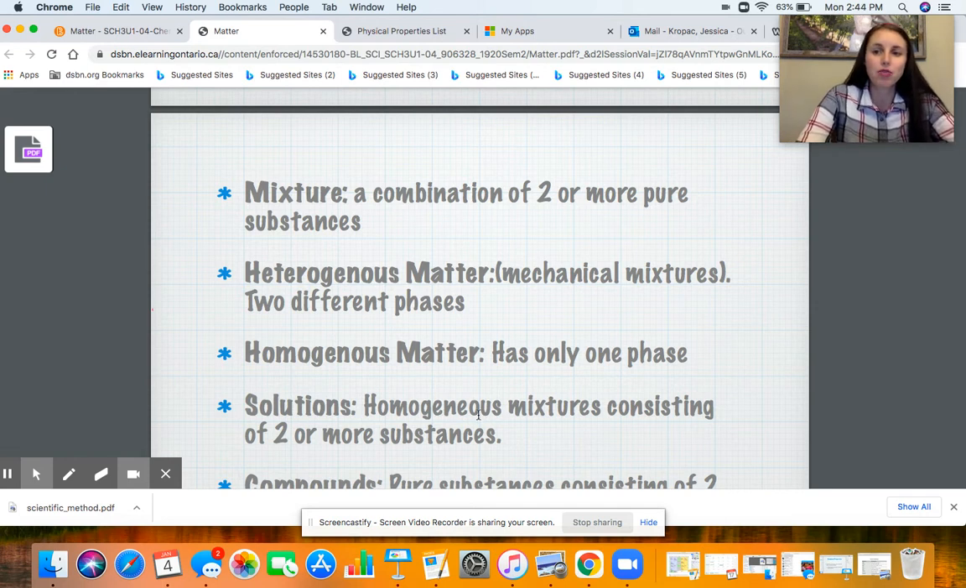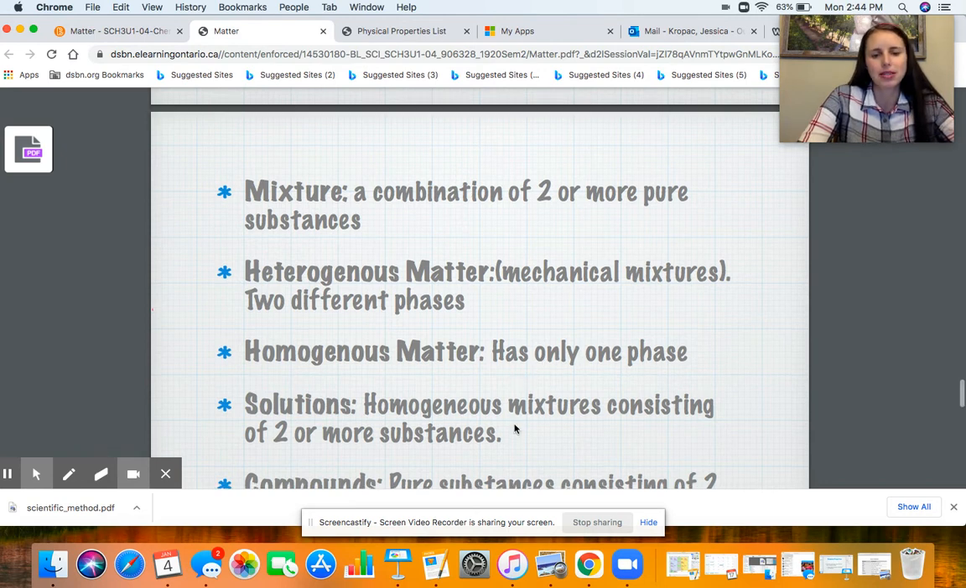So let's think of a really good solution right now. A really good solution, you're looking at it right now, is air. Air is made up of a bunch of gases all in the same phase. So you might have nitrogen, oxygen, carbon dioxide. You're looking at all of those things right now. They look to be the same to you. They're a clear colorless gas. They're all in the same phase, but it is a mixture of different substances. So homogeneous solutions are 2 or more substances combined together.